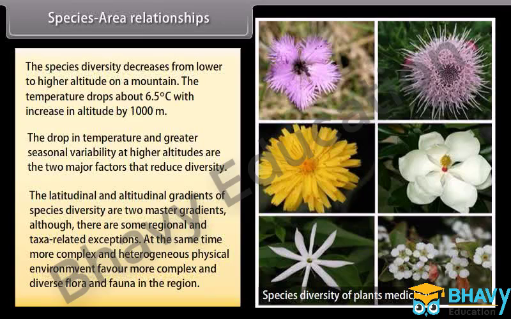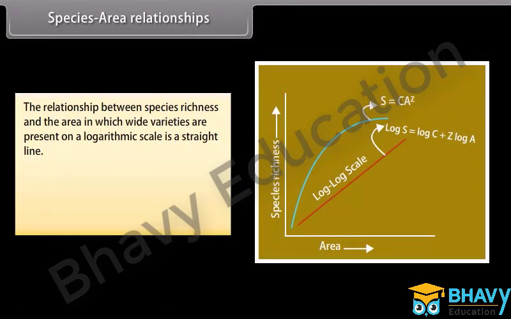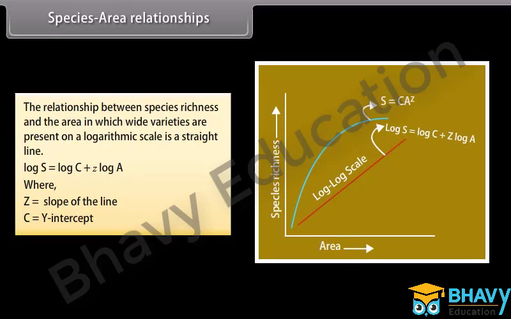At the same time, more complex and heterogeneous physical environment favor more complex and diverse flora and fauna in the region. The relationship between species richness and the area, in which wide varieties are present on a logarithmic scale, is a straight line given below. Log S is equal to log C plus Z log A. Z is slope of the line. C is y-intercept.